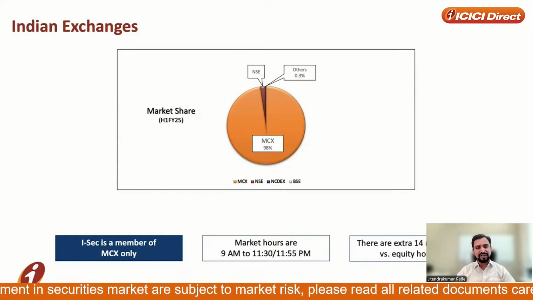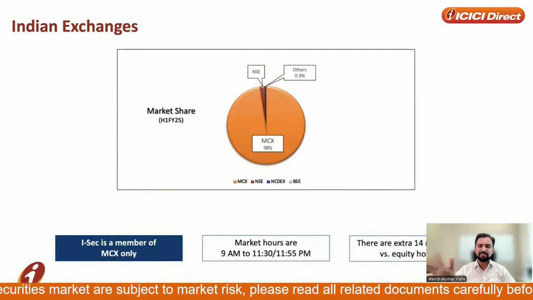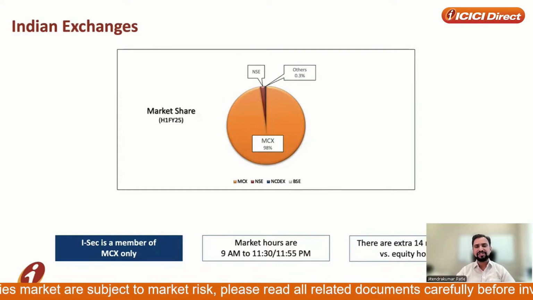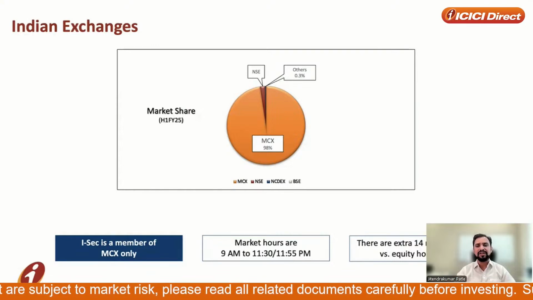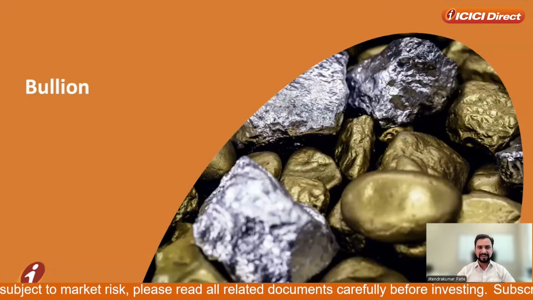And whenever in India we have a trading holiday in the equity market, the commodity market on most days runs in an evening shift from 5 p.m. onwards. So we have almost 14 extra days in the commodity market.